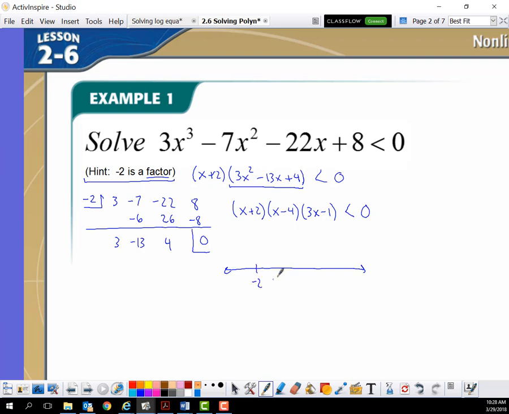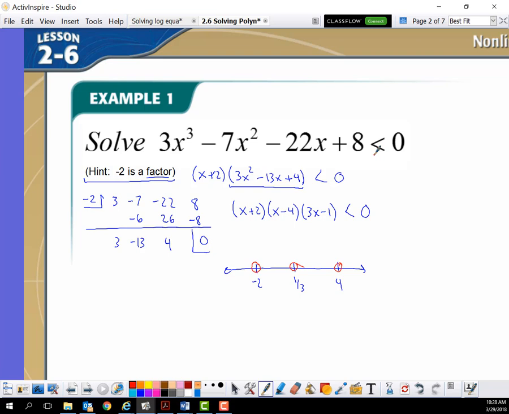There's going to be one at negative 2. There's going to be one at 1/3. And there's going to be one at 4. Then ask yourself, on those x-intercepts, are you going to use open circles or closed circles? The correct answer there is open circles because this is not an or equal to inequality.